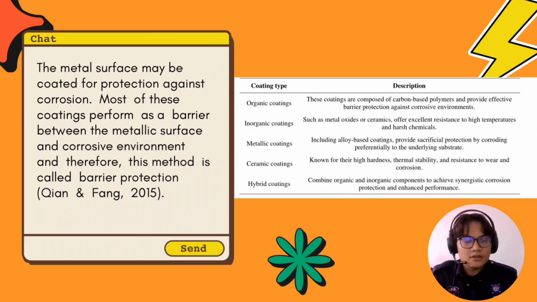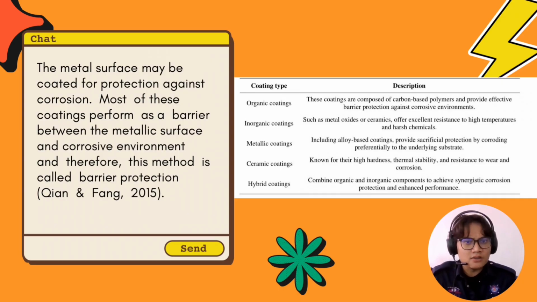So firstly, there are organic coatings. These coatings are composed of carbon-based polymers and provide effective barrier protection against corrosive environments. And second, inorganic coatings, such as metal oxide or ceramics, offer excellent resistance to high temperature and harsh chemicals. So the third coating is metallic coatings.